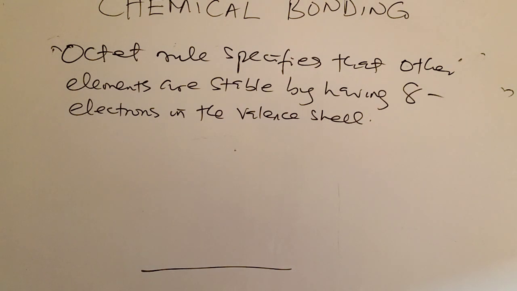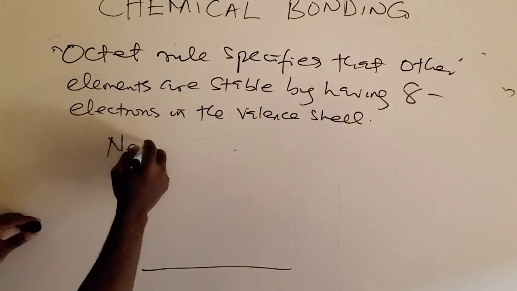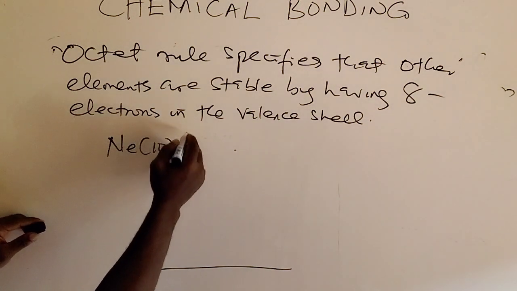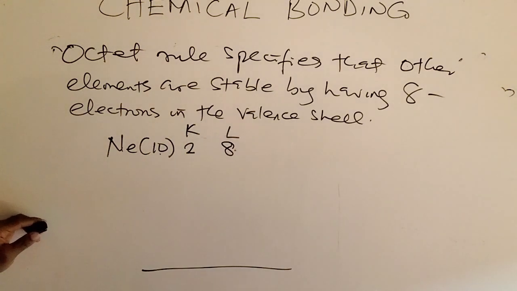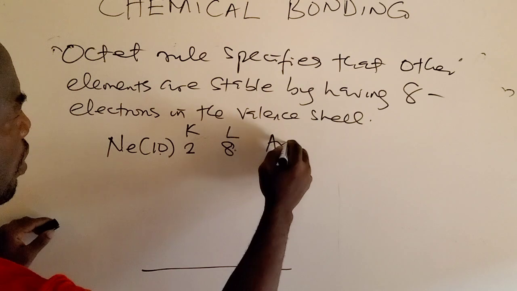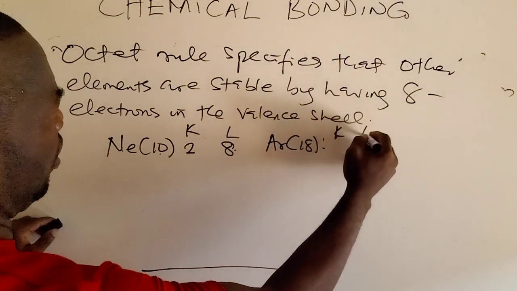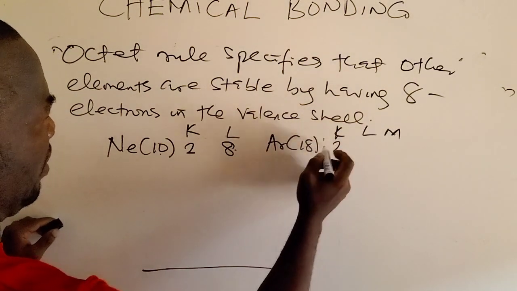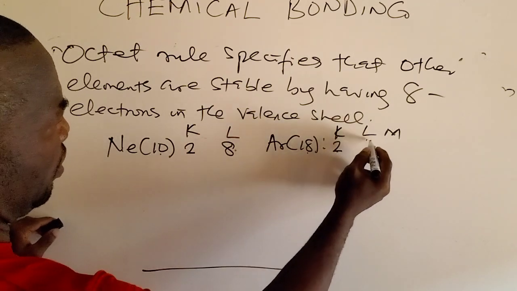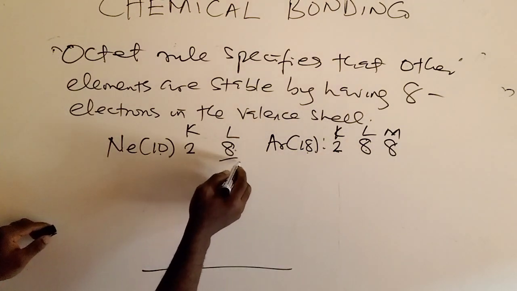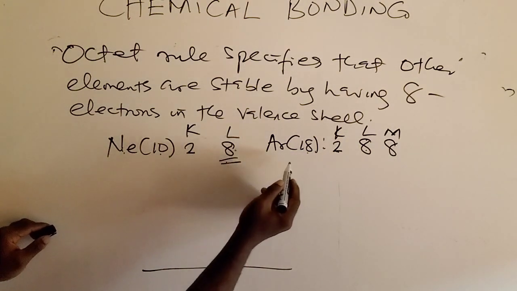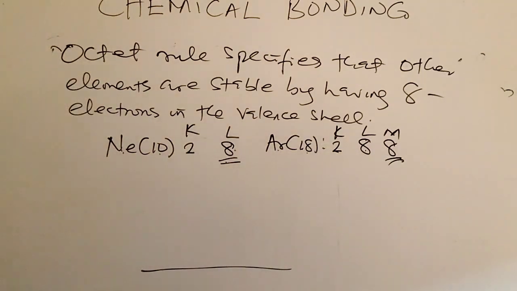So the elements that are in octet state are other noble gases: neon, that is 10 electrons, K shell takes 2, remainder 8, so go to L shell. We also have argon, 18, KLM. K shell takes 2, remainder 16, L takes 8, 8 plus 2, 10, remainder 8. So the outermost shell of neon is having 8 complete. That of argon is also having 8 complete. So these 2 elements are in octet state.